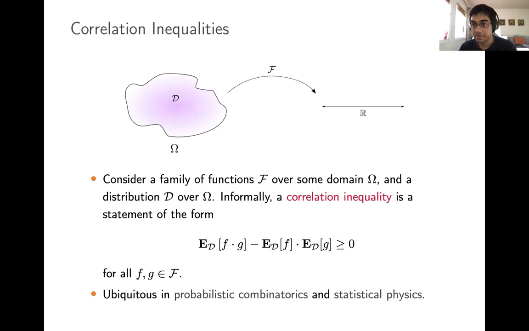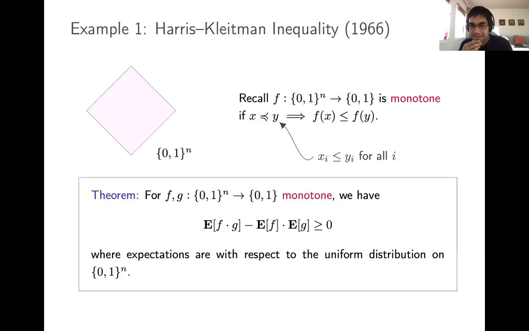If you were to grab your copy of Alon and Spencer, for example, you'd find an entire chapter devoted to these sorts of statements. Perhaps the simplest correlation inequality is the Harris-Kleitman inequality, which says that any two monotone Boolean functions on the n-dimensional hypercube are non-negatively correlated. The n-dimensional hypercube is just a collection of 0, 1 strings of length n, and a function is said to be monotone if flipping an input bit from 0 to 1 cannot cause the value of the function to decrease.